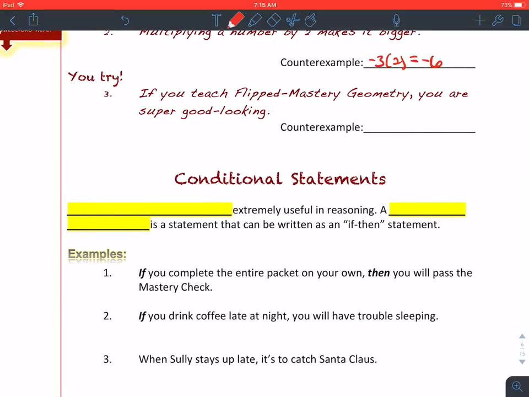This next one, if you teach flipped mastery geometry, you are super good looking. Can you think of a person who teaches geometry that is not super good looking? I can't either. So let's just imagine a fictional world in which your geometry teacher was not super good looking. We'll go with Mr. Uglyhead. He's certainly not super good looking.